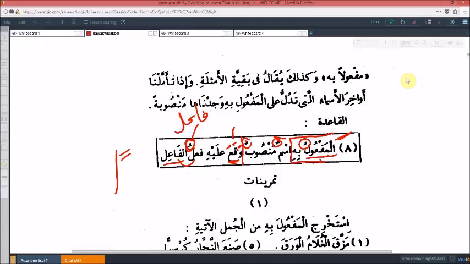وقع عليه فعل الفاعل. The action of the doer fell upon it. So in that sentence up there, the action is shadda, to tighten, right? And what did that fall on? It fell on the rope.